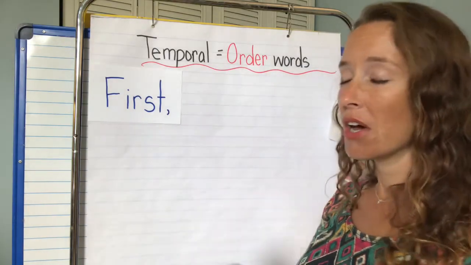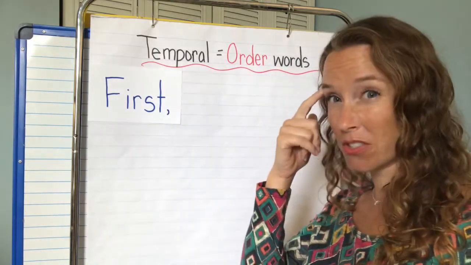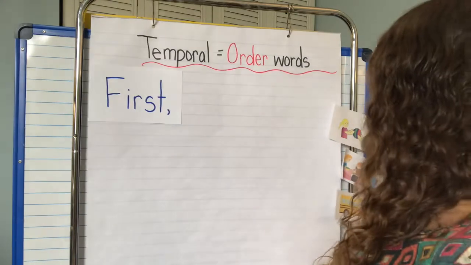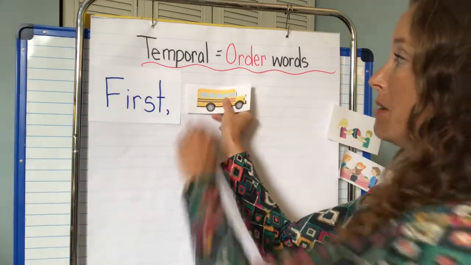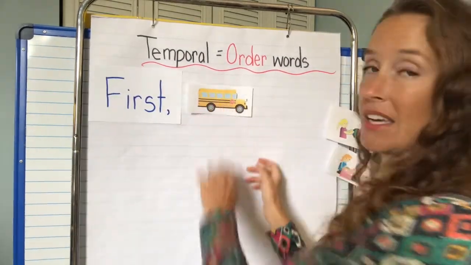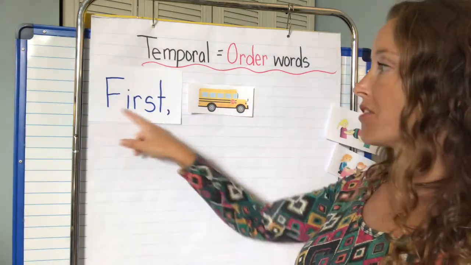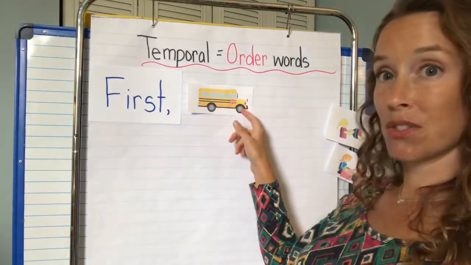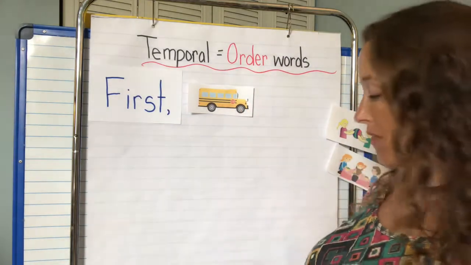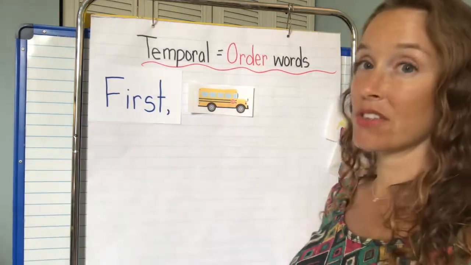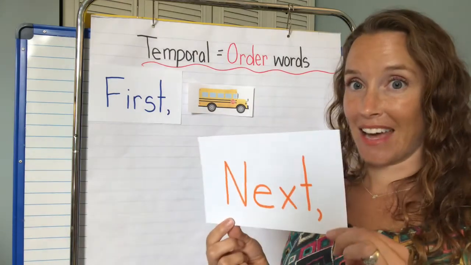It's like, first, okay, now let me think what happened first. Okay, well, first I took the bus to school. So that would be the first thing that happens in my story. First, comma, I took the bus to school. So now I'm going to use another temporal word, next.